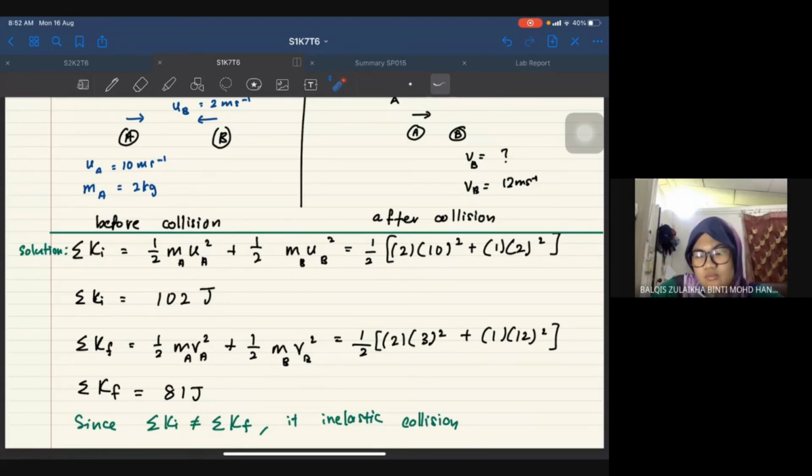Memang tak ada cara lain. You really need to calculate like this. Okay, the marks biasanya dalam 2 ataupun 1 je kadang-kadang. Tapi kena buat jugalah.